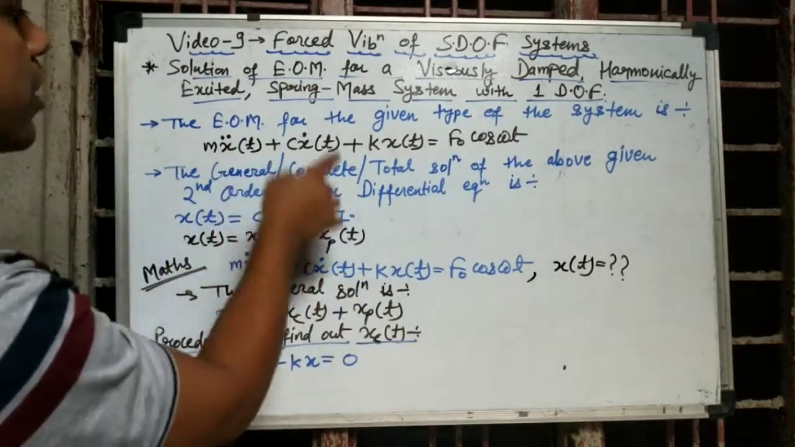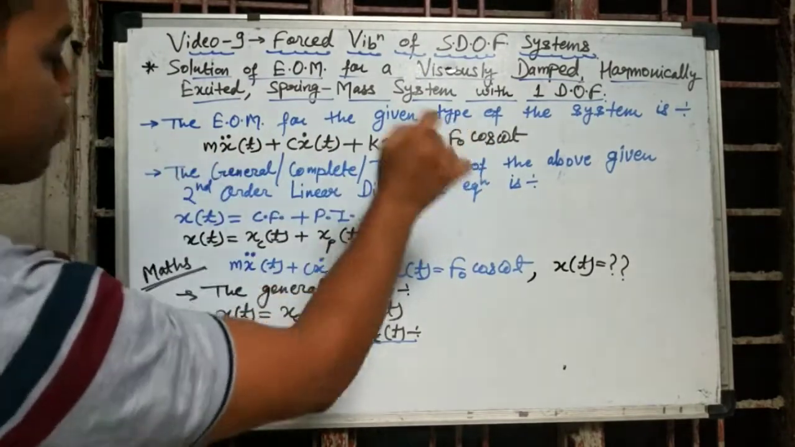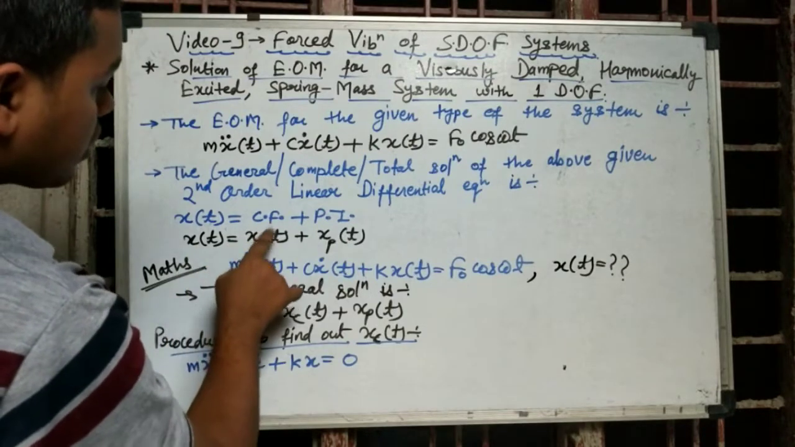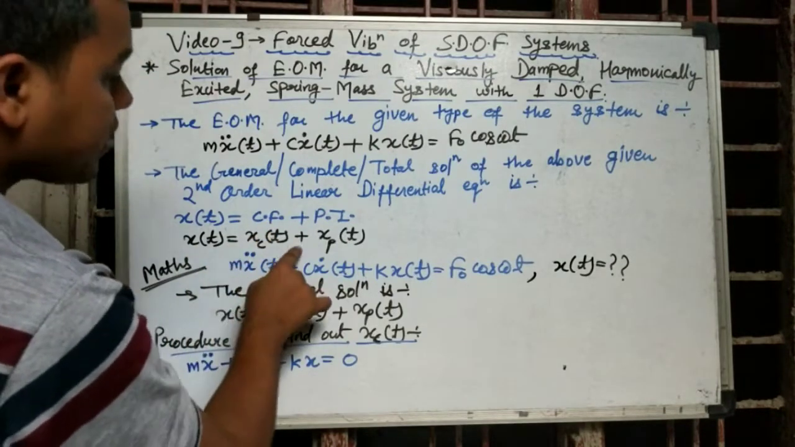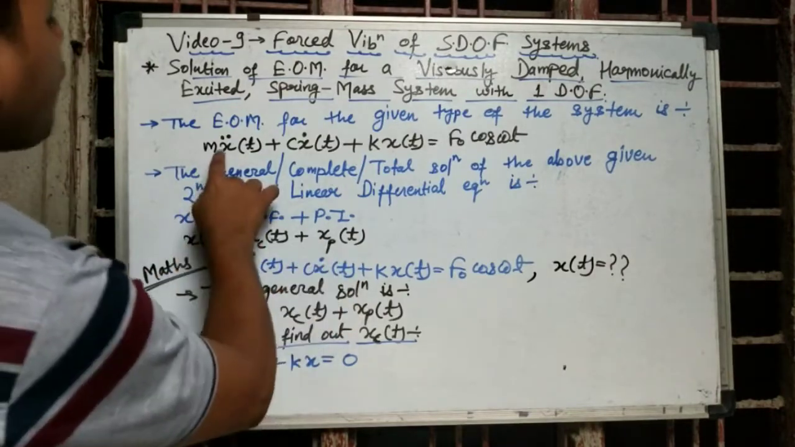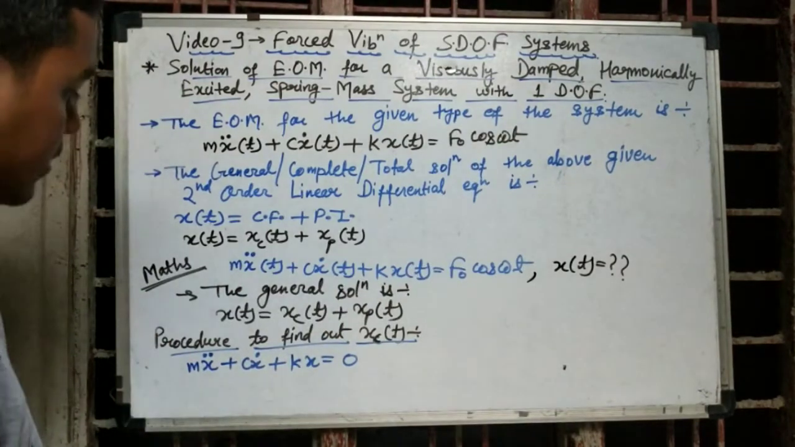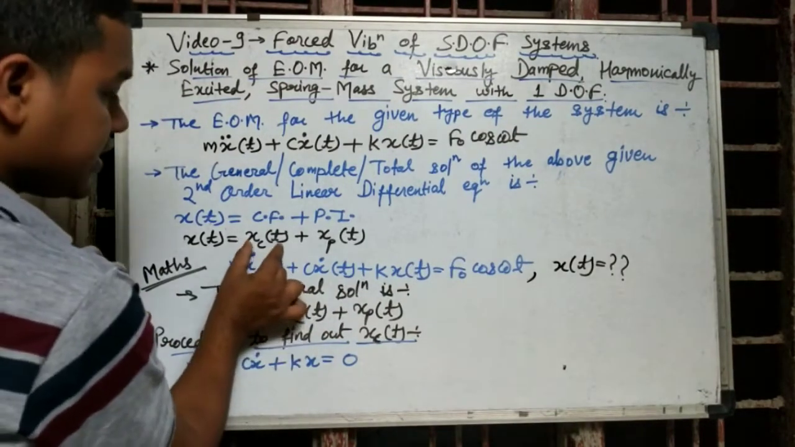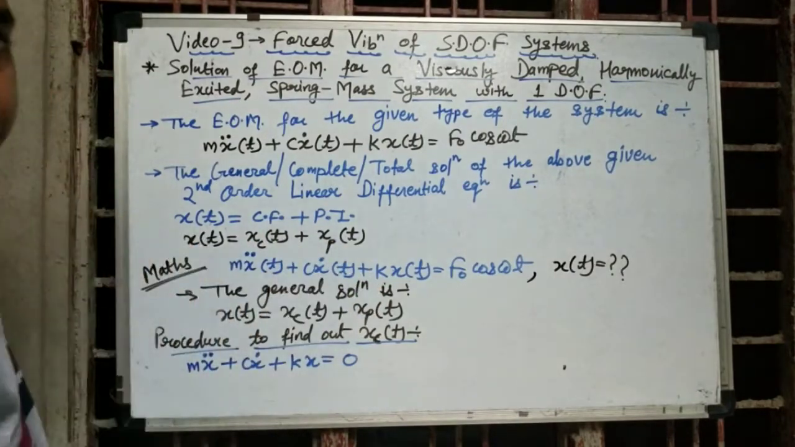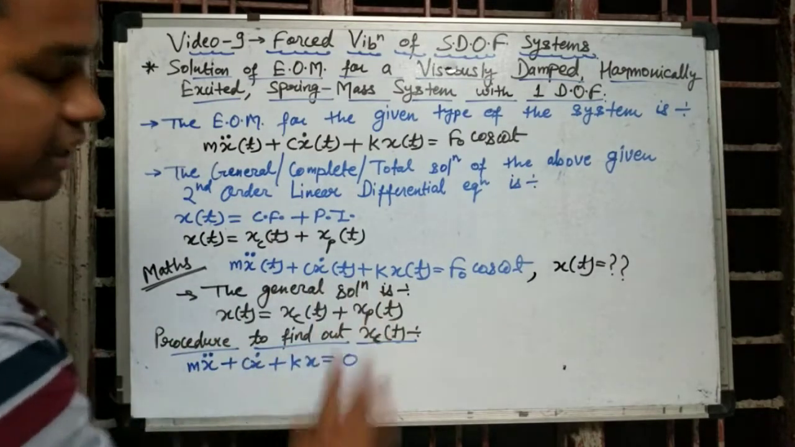Now the general or complete or total solution for such a second order linear differential equation is x(t) equals complementary function part x_c(t) plus particular integral part x_p(t). This is the total solution from mathematics. So we need to get the value of x_c(t), we need to get the value of x_p(t), we'll add them and that will be the general solution. So first of all, we'll see the procedure to find x_c(t).